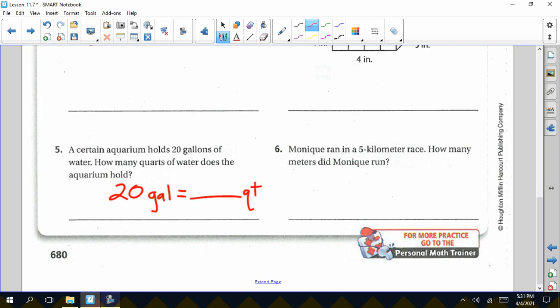Number 6, we're doing a 5-kilometer race for Monique. How many meters did Monique run? We're doing 5 kilometers, and we want to turn that into meters. You want to do King Henry died by drinking chocolate milk to figure out kilometers to meters.